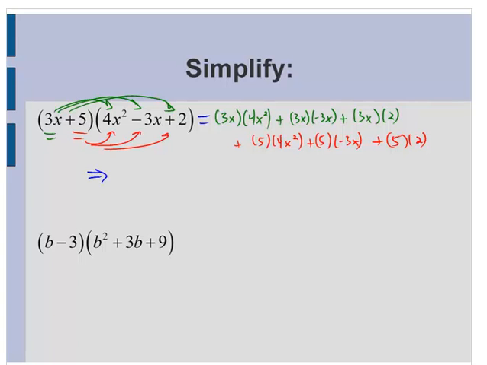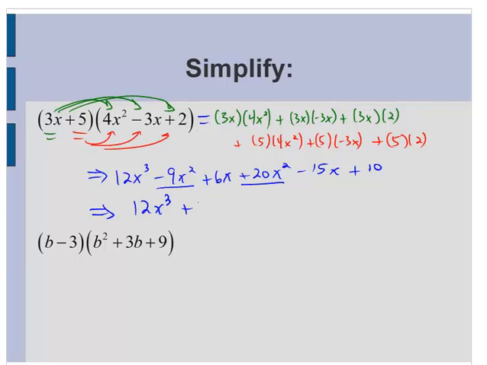Simplifying, 3x by 4x squared would be 12x cubed, and then we'd have a minus 9x squared. 3x by 2 is 6x. 5 by 4x squared would be plus 20x squared. 5 by negative 3x would be minus 15x. And 5 by 2 would be a plus 10. Combining like terms, I'd have 12x cubed minus 9x squared plus 20x squared, that would be plus 11x squared. Plus 6x minus 15x would be a minus 9x. And then a plus 10.